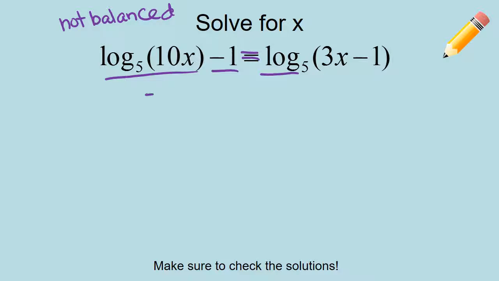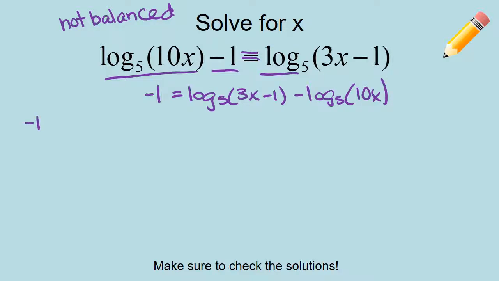I'm just going to actually subtract this log base 5 of 10x to the other side. So I'm going to create a subtraction problem. Now it actually looks like the previous example. So I'm going to take that subtraction, and using my properties, that's going to become division. What's first is in the numerator, what's second is in the denominator. I have a single log, so now I can convert. So I'm going to take base to base, answer to exponent. What's remaining is your answer.